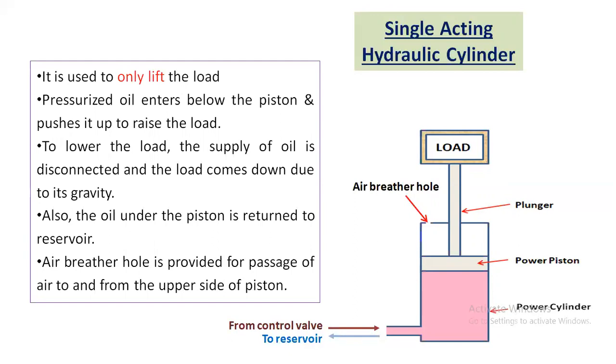When we have to lower the rod, then the supply of oil from control valve is stopped and the load comes down by its own gravity and the oil under the piston displaced by piston goes back to reservoir.